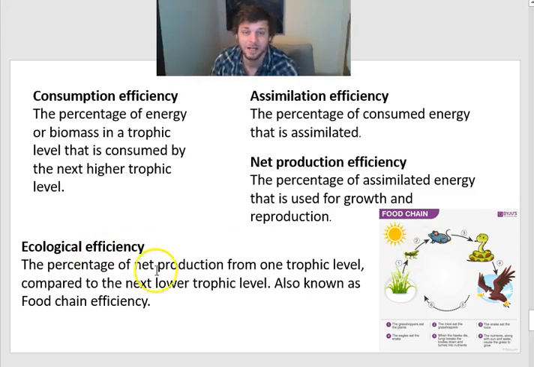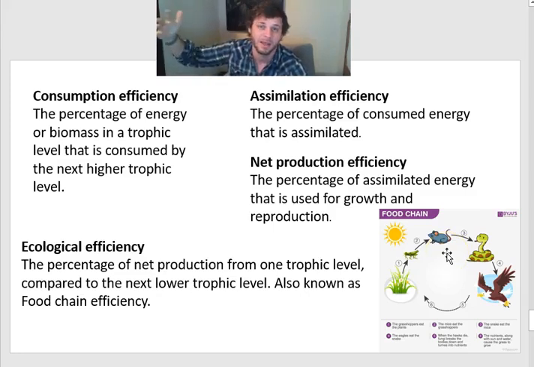Typically, ecological efficiencies range between 5 to 20%. So the grasshopper can use 5 to 20% of the assimilated energy in this plant. The mouse can use 5 to 20% of the assimilated energy in this grasshopper. The snake can use 5 to 20% of the assimilated energy from this mouse. And so, as you're going up, you're basically only getting 10% of the energy from the level before.